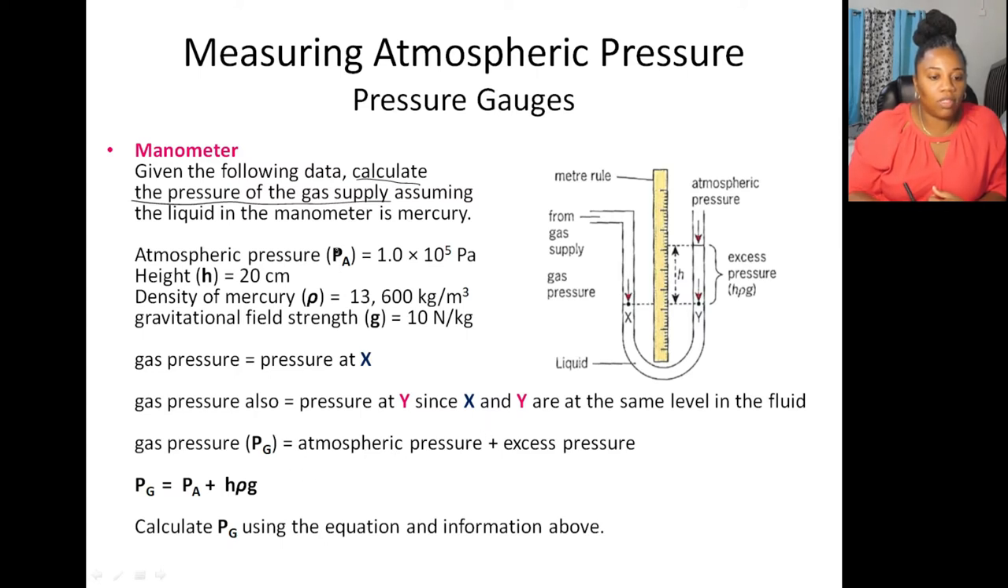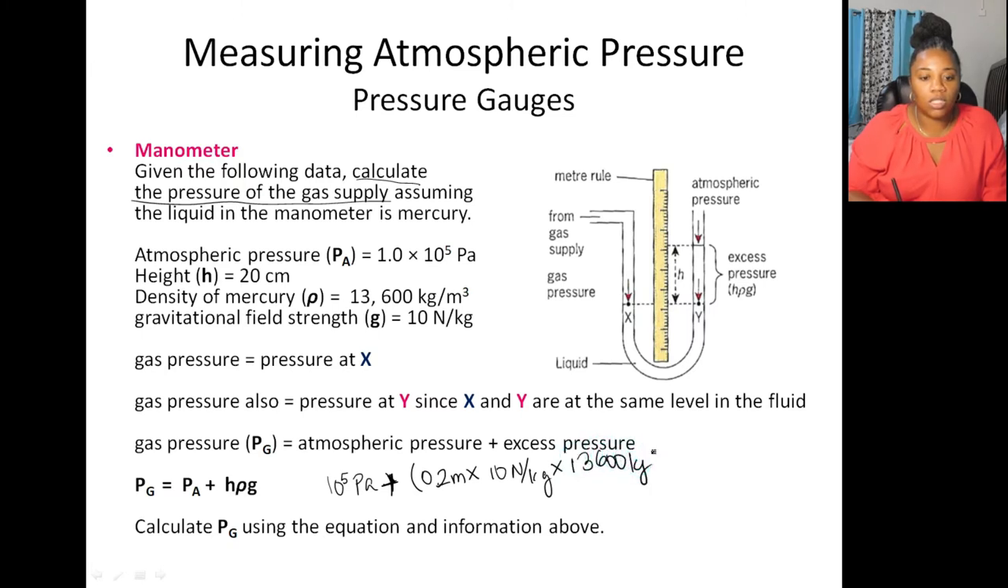So we have the atmospheric pressure being 10 to the 5 pascals plus the excess pressure, which would be the height. So the height is 0.2 meters times 10 newtons per kilogram times the density, which would be 13,600 kilograms per meter cube. And so we calculate what's in the brackets first, so 0.2 times 10 times 13,600 plus, we end up getting 127,200.